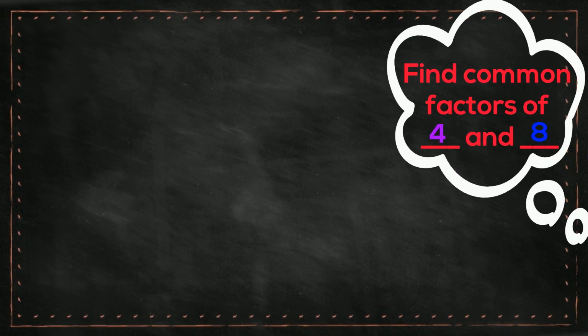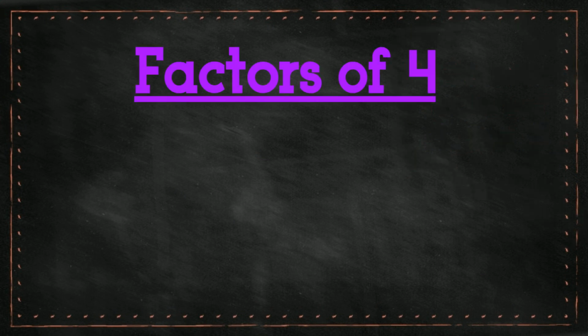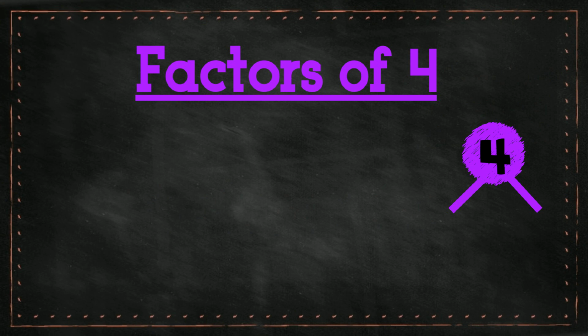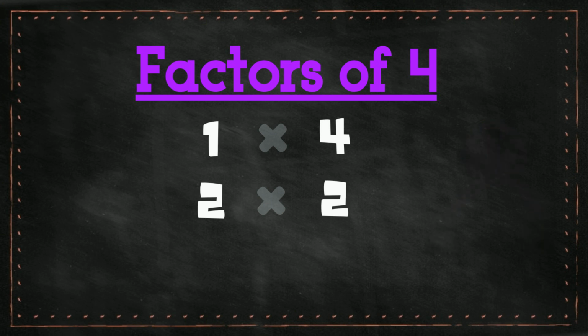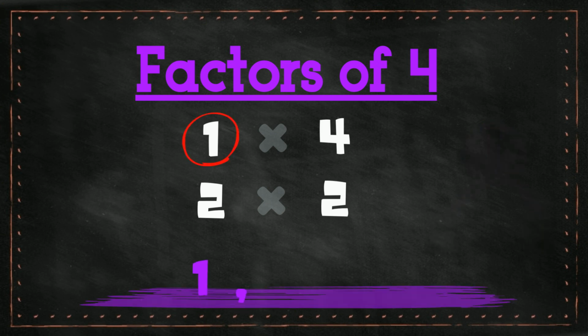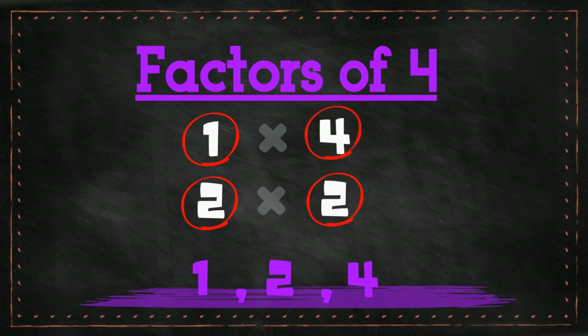To find common factors of 4 and 8, first we find the factors of 4, then the factors of 8. To find factors of 4, we use multiplication. 1 times 4 is 4. 2 times 2 is 4. So factors of 4 are 1, 2, and 4.